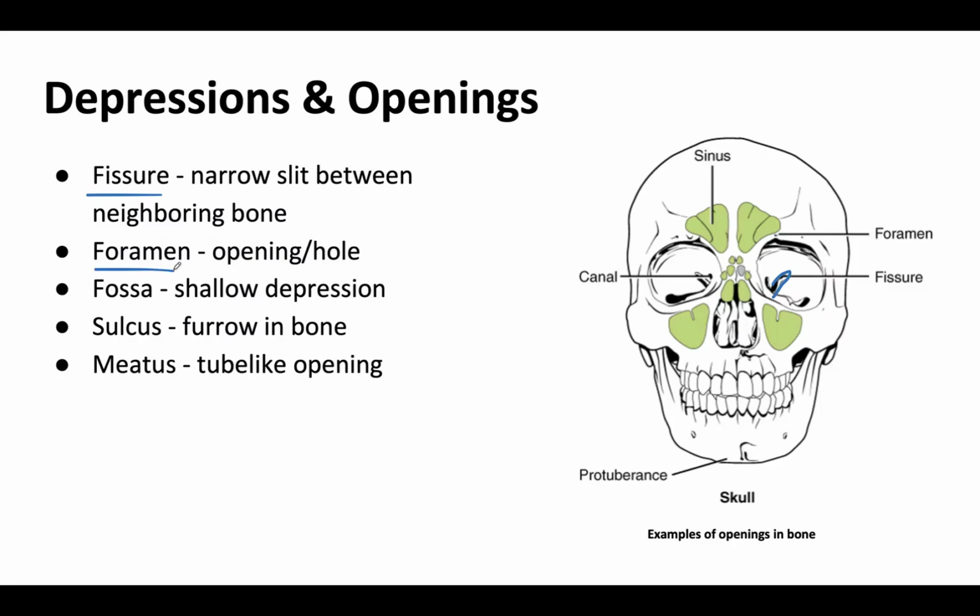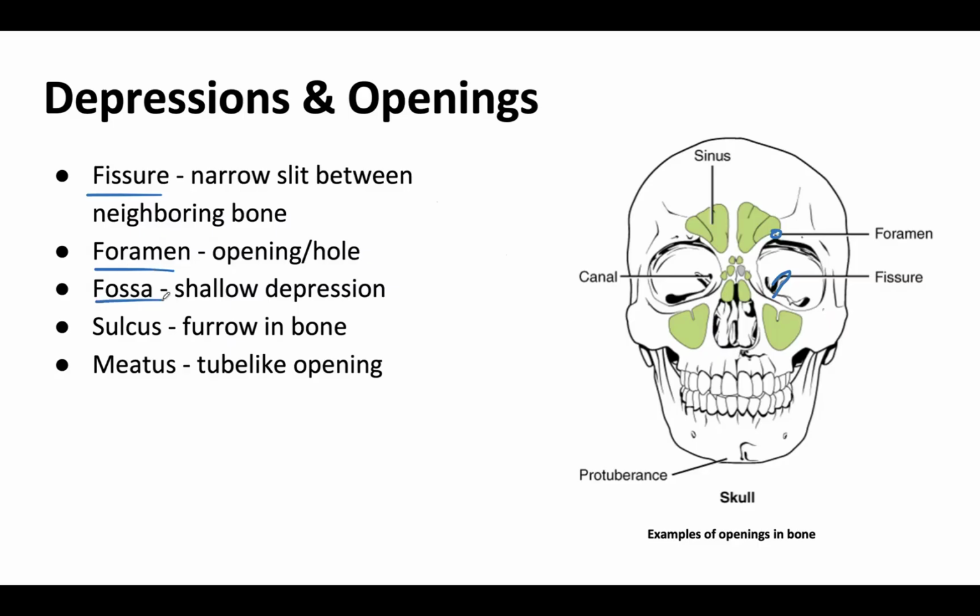A foramen is simply put a hole. There are lots of foramina in the skeleton, and some can be quite small, like the supraorbital foramen in this illustration on the right. But some can be comparatively large, like the foramen magnum that allows the transition between the medulla oblongata and the spinal cord.